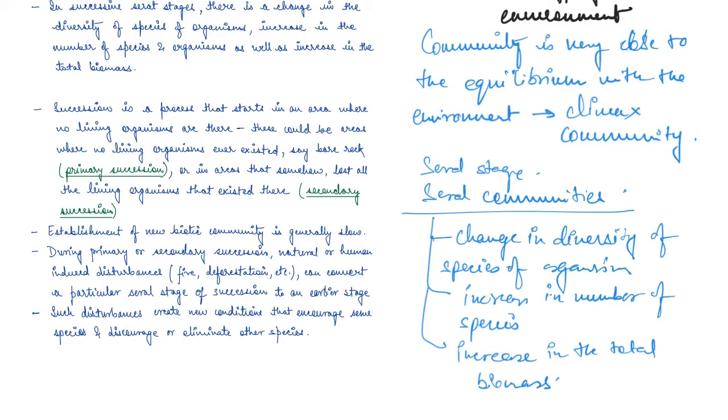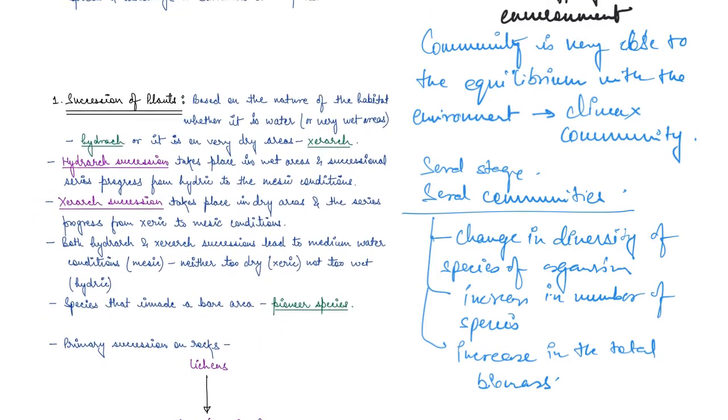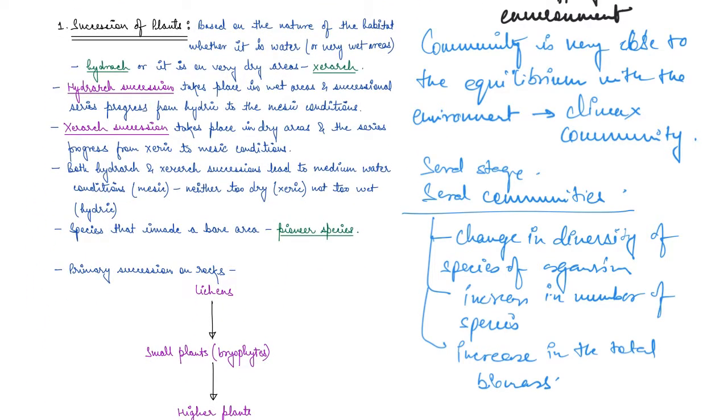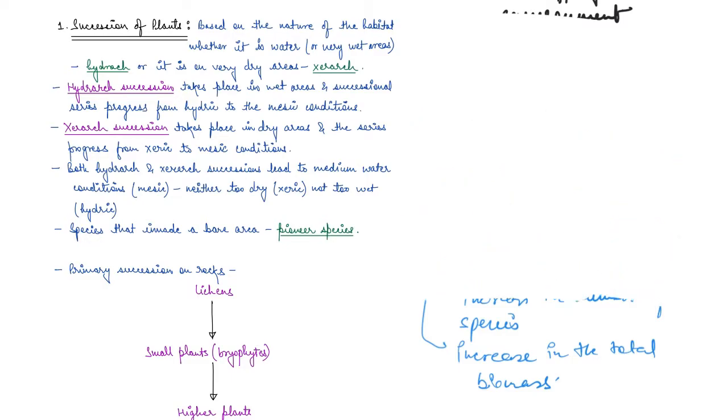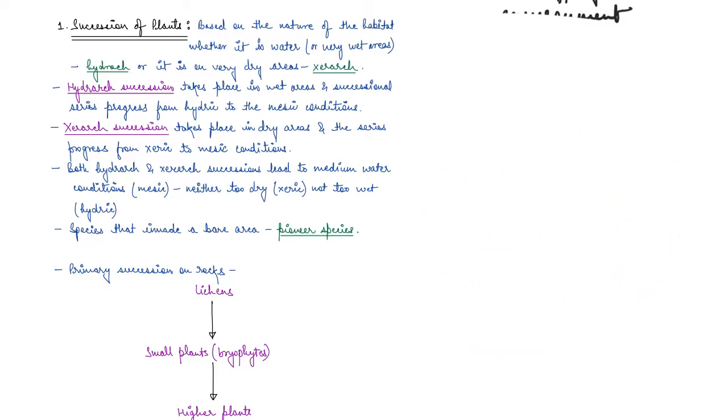Now we'll see examples of succession of plants. Based on the nature of their habitat, whether it is water or a terrestrial area, whether it is a very dry area, depending upon that, we name these successions. So if it is aquatic, it is known as Hydrarch succession.